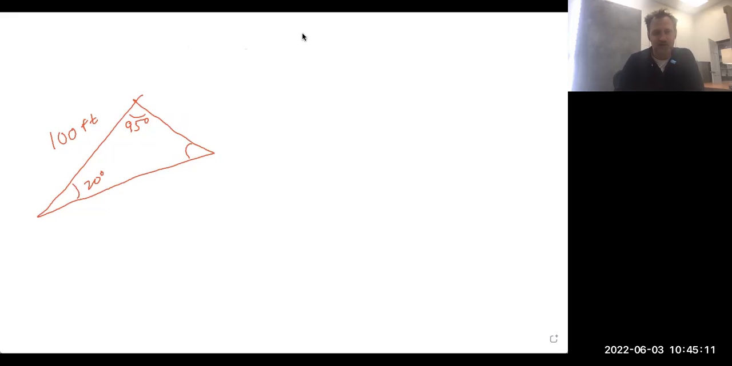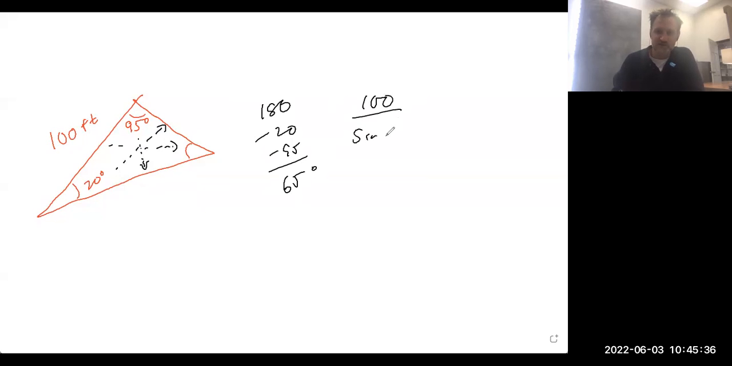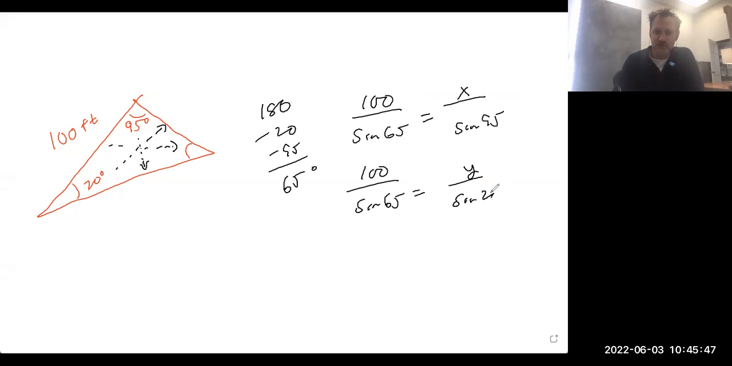If I look across, each side angle is missing a piece of information. I don't know the length of that side, I don't know the length of that side, and I don't know the size of this angle. But of course, you can know the size of that angle because 180 minus 20 minus 95 gives me what, 65? Yeah. So then I can set it up. 100 feet over sine 65 equals x over sine 95, or 100 over sine 65 equals y over sine 20, where this is x and this is y.